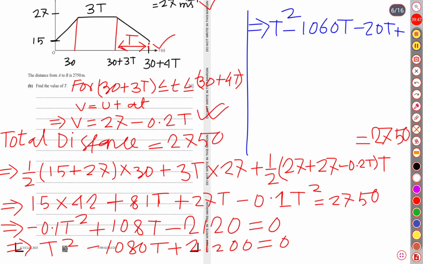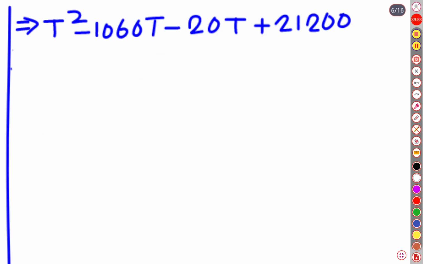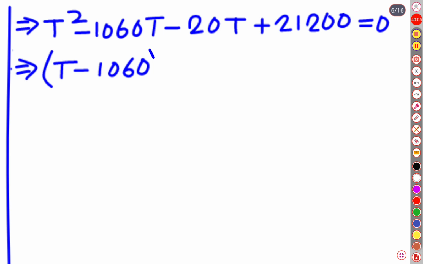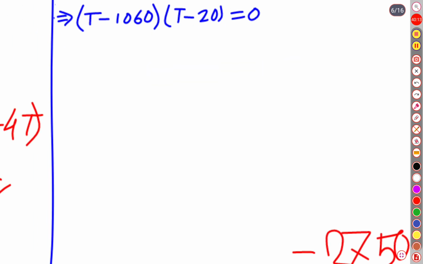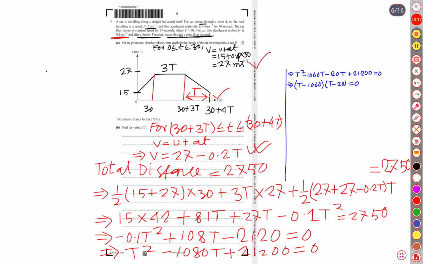let me complete the whole step over here. One more 0, equal to right side is 0. Now if we take t common, it is going to be t minus 1060, and another one is t minus 20 equal to 0. So finally, hence our t is going to be 20.